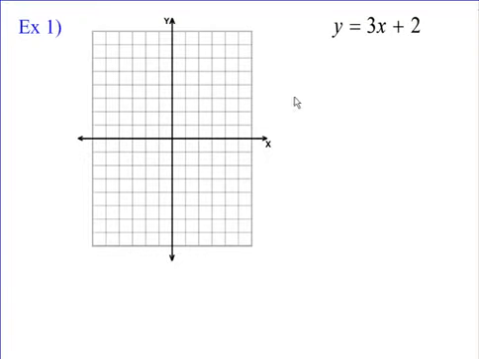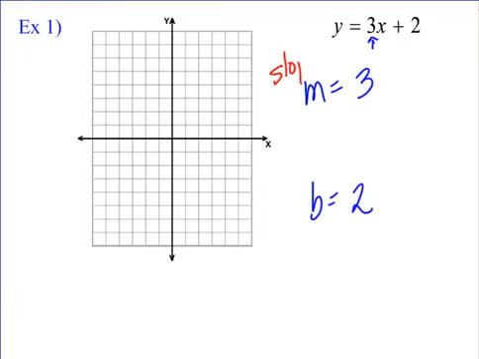So here we have an equation y equals 3x plus 2. What we need to do is define what the slope is and what the y-intercept is. We know the slope is located right here next to the x, so that would be 3, and the y-intercept would be 2. I'm going to put down words next to these letters because I think it'll have a little more meaning for some of you.